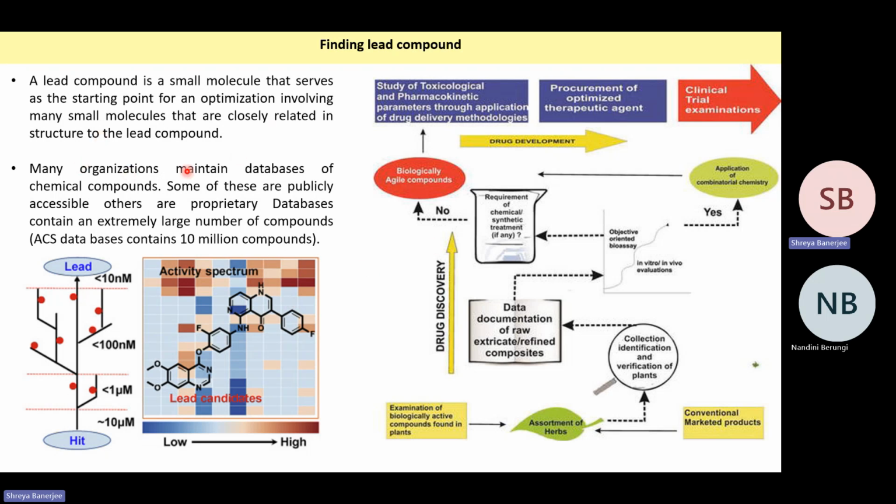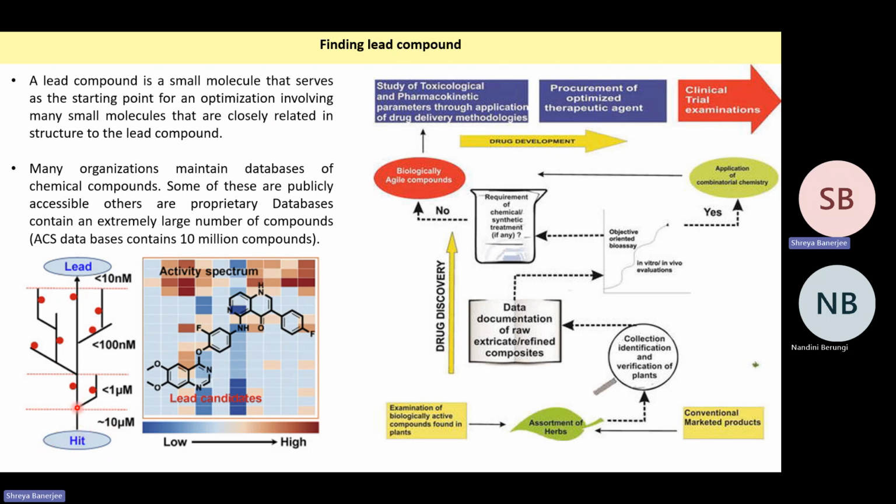Many organizations maintain databases of chemical compounds. Some of these are publicly accessible and others are proprietary databases, meaning that they can only be used inside the organization. Now, in all this database of chemical compounds, for the specific function you want, there can be a specific compound which shows a low level of activity, somewhere around, you can say, 10 micromolar. Now, that is the hit.